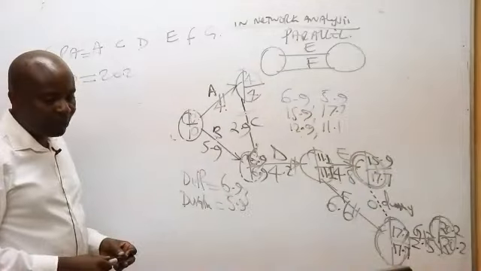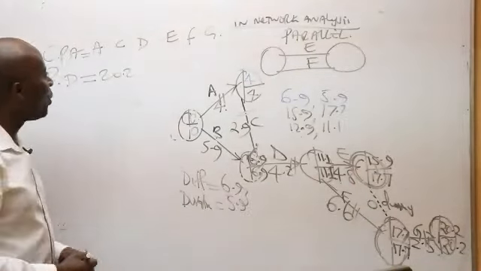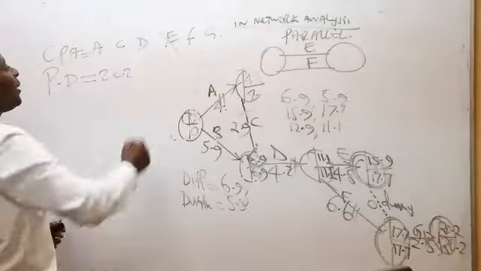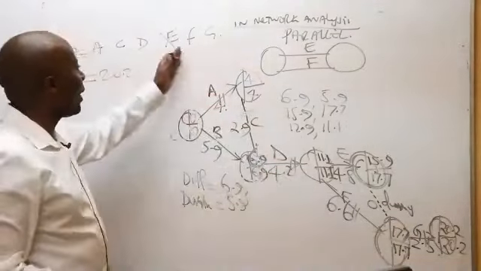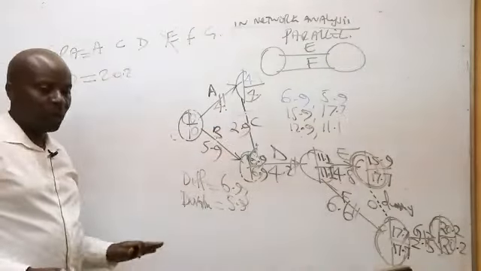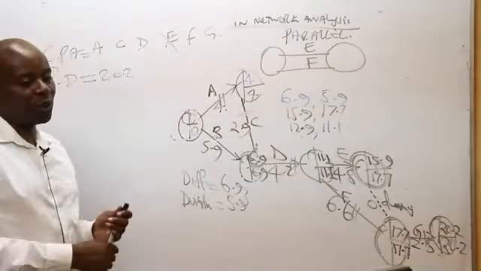Fatma says E is not supposed to be there. It is supposed to move like A, C, D, F, G. E is not critical at all.